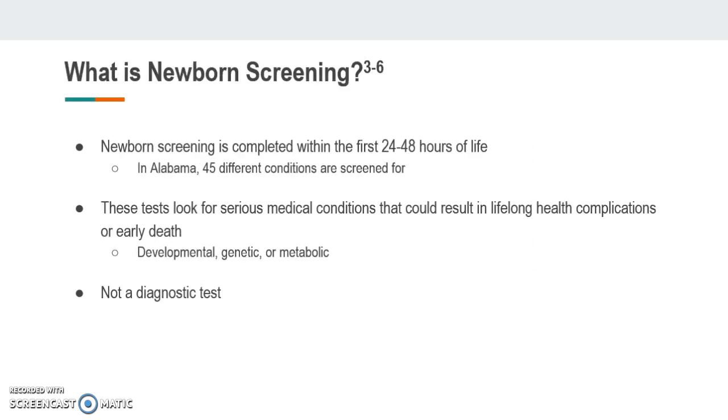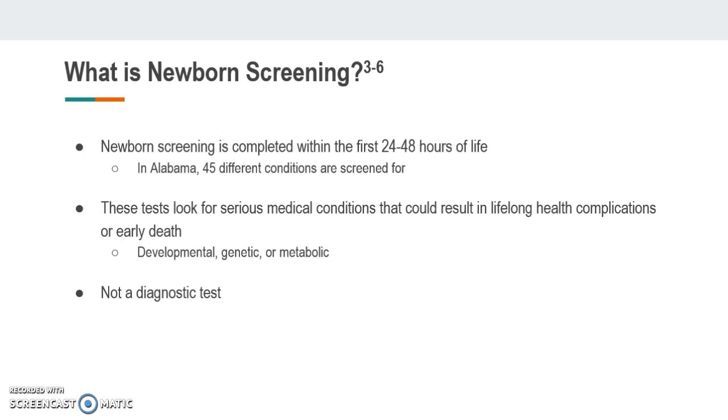So what is newborn screening? Newborn screening is completed at the hospital shortly after birth. It is often completed within the first 24 to 48 hours of life. The 24 to 48 hour time frame allows the infant time to ingest protein so the test can produce an accurate reading. In the state of Alabama, a second screening test is done 2 to 6 weeks after birth, just in case the first test was a false negative.